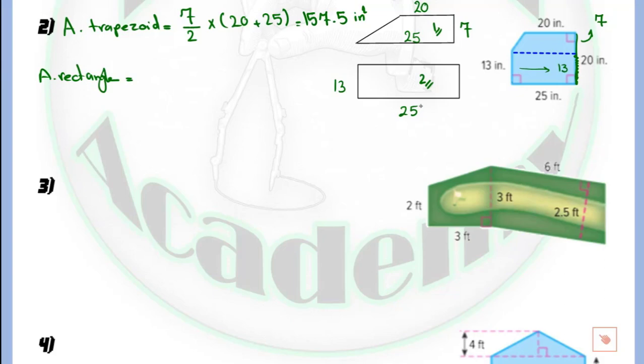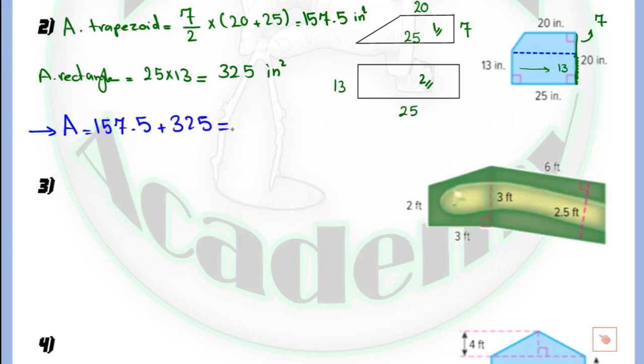Now we need to find the area of the rectangle. The area of the rectangle will be equal to length multiplied by width, which is 25 multiplied by 13. By multiplying, you will find that the answer will be equal to 325 squared inch. By adding, you will find that the area will be 157.5 plus 325. The answer will be 482.5 squared inch.